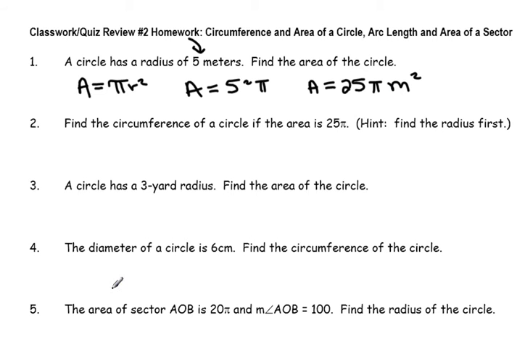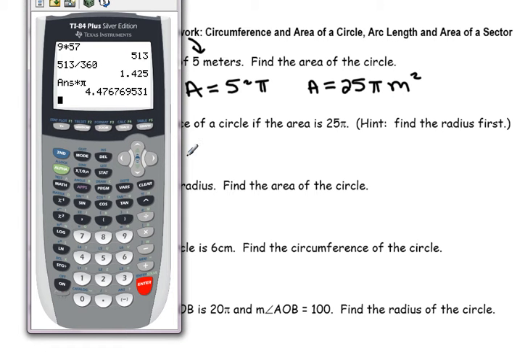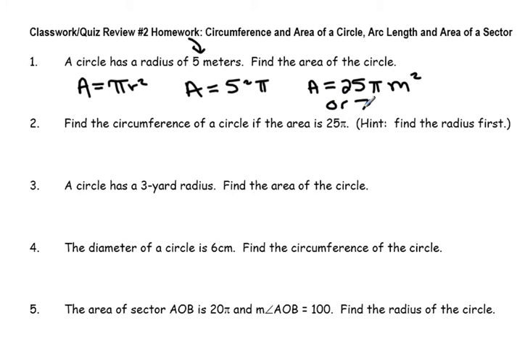So we can do 25 pi square meters, and we can also find its equivalent as a decimal. So that would be 25 times pi, which is 78.5 meters squared.